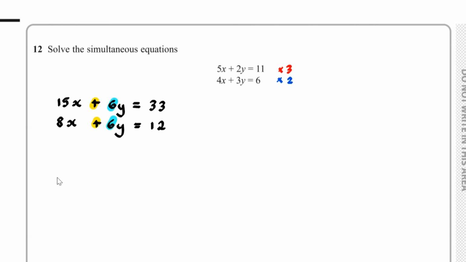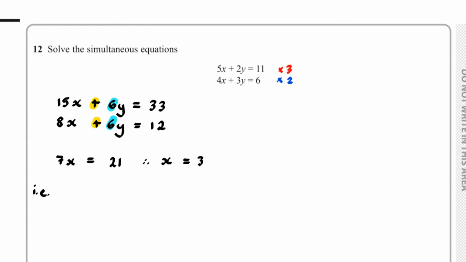15x subtract 8x is 7x, and then 33 has 12 subtracted from it, which is 21. So we've got 7x is 21, which means x is equal to a value of 3.